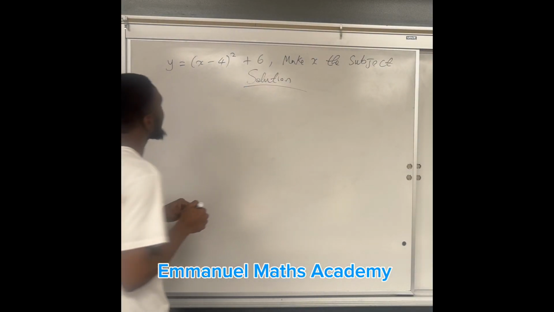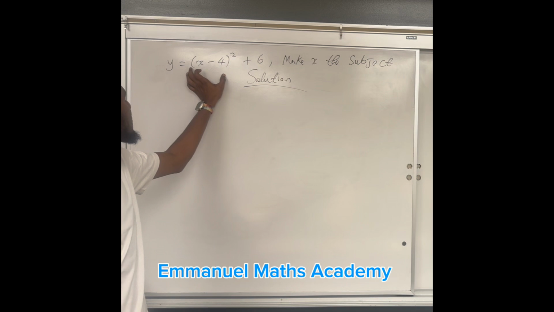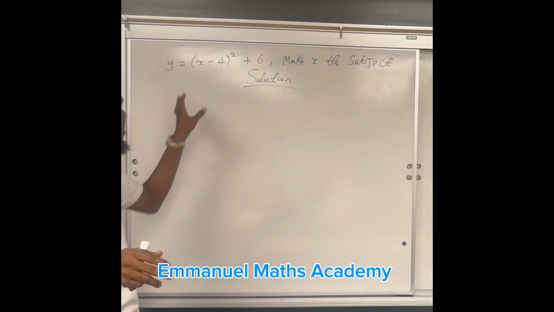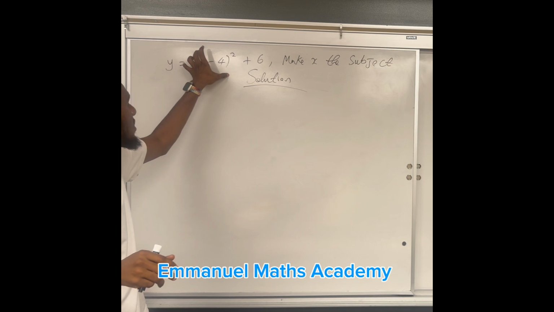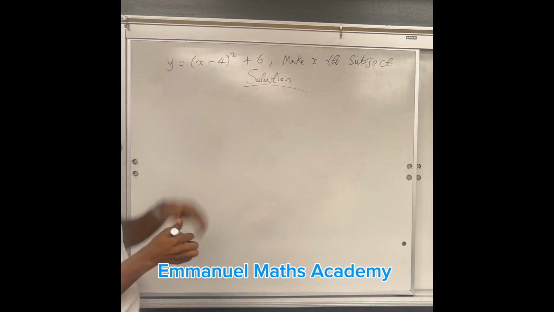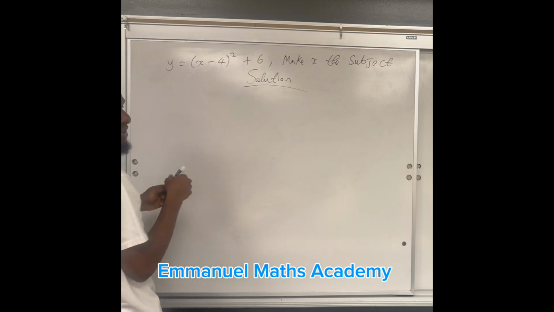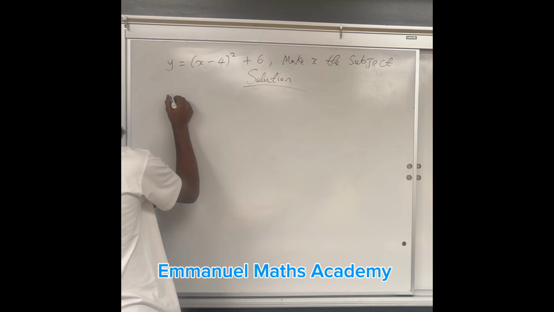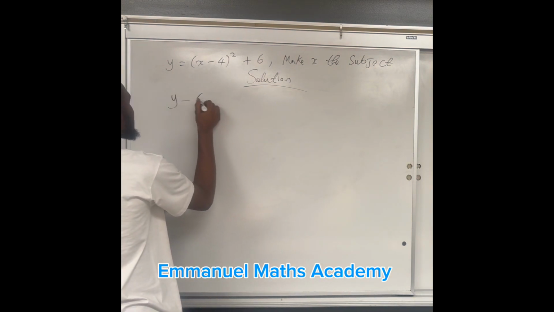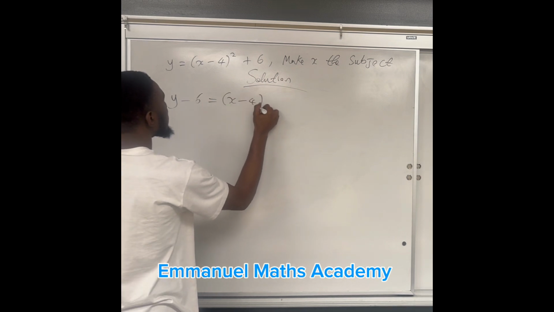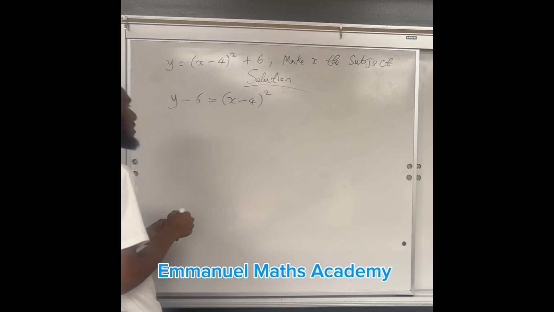So from here, you have to take the whole. You can see that we have x minus 4, all raised to power 2. So we have to keep everything one side first and take this to this side. And if this crosses the sign of equality, it changes to minus, right? So from this, we have y minus 6 is equal to x minus 4 squared.